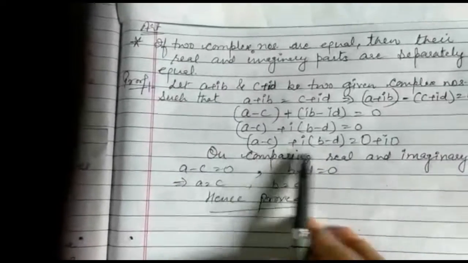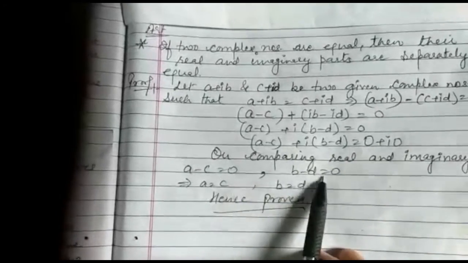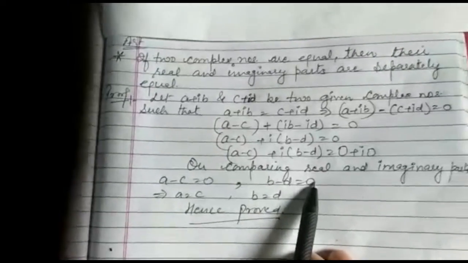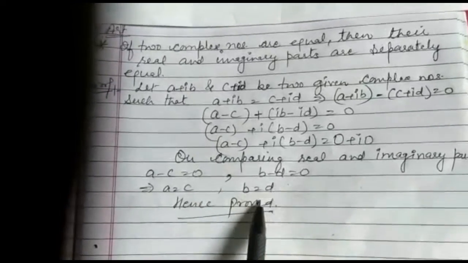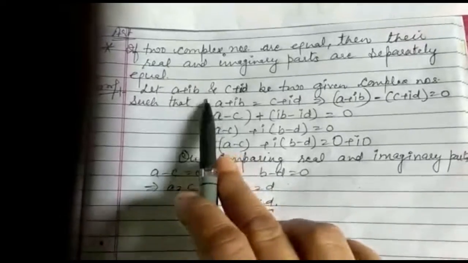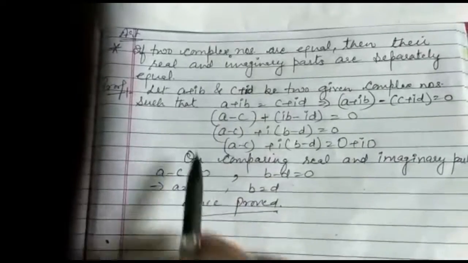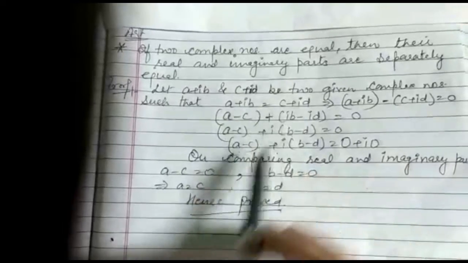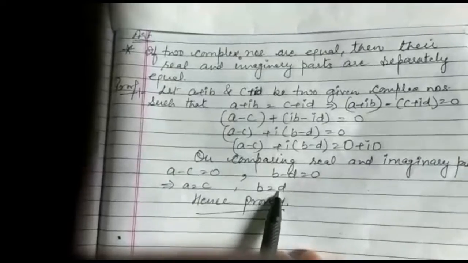On comparing the real part with real and imaginary part with imaginary, we get the two expressions as a minus c is equals to 0 and b minus d is equals to 0. That means a is equals to c and b equals to d. This proves that the imaginary parts of both complex numbers are equal and the real parts are equal in both the complex numbers. So the two complex numbers are equal only if both have real part equal and both have imaginary part equal.